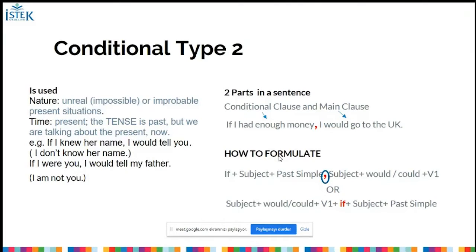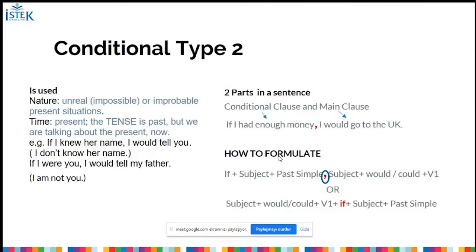Another example is, if I were you, I would tell my father. I'm not you, though. There are two parts in a sentence. The first part is the conditional, and the second part is the main clause, or vice versa. We can change the places. The conditional clause is the clause that starts with if, and the main clause is the other one.